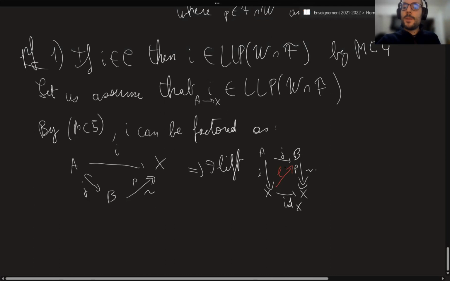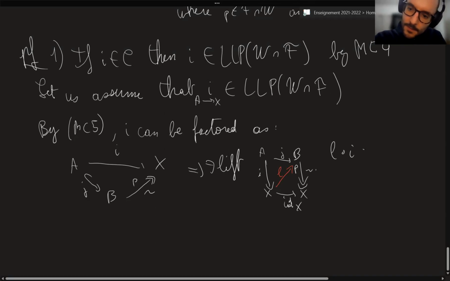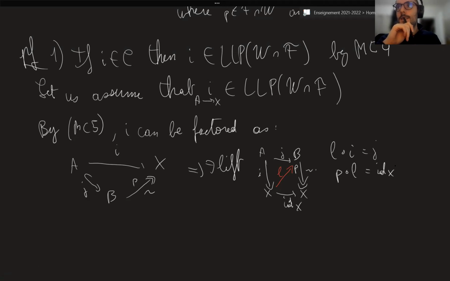So there is a morphism L from X to B, so that L circle I is J, and P circle L is the identity of X. Okay so far? Bon.